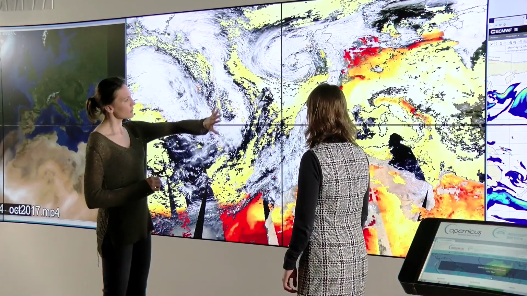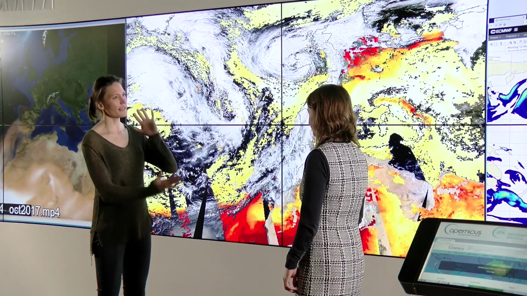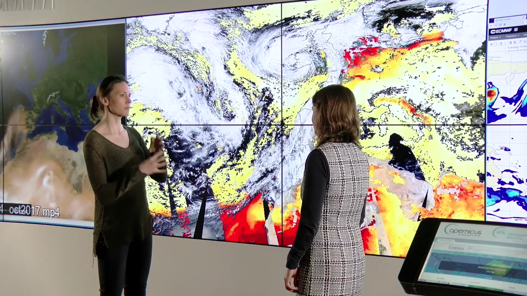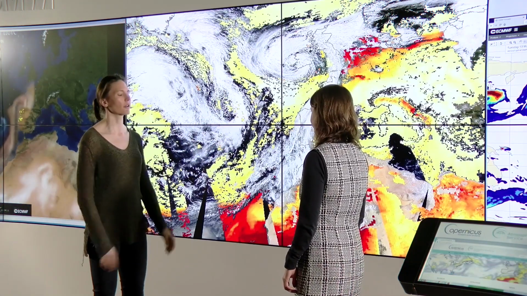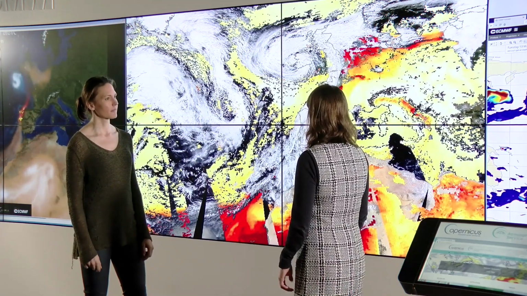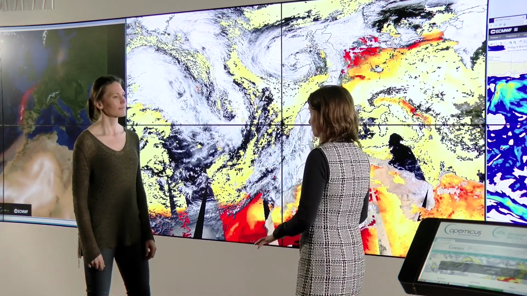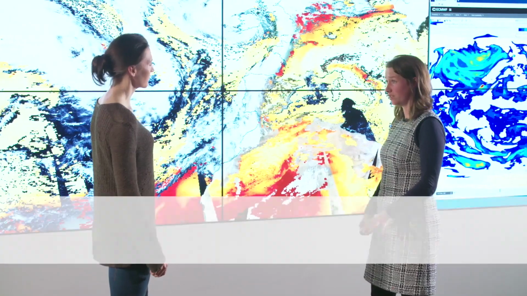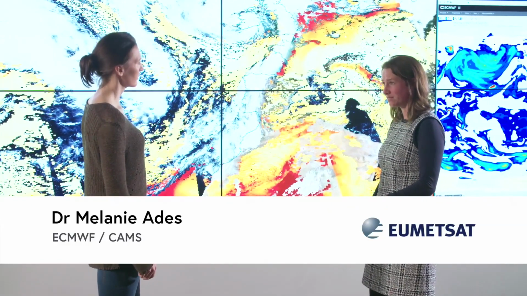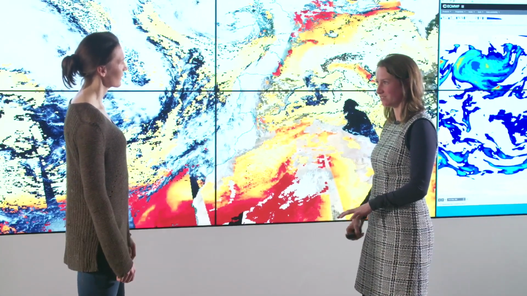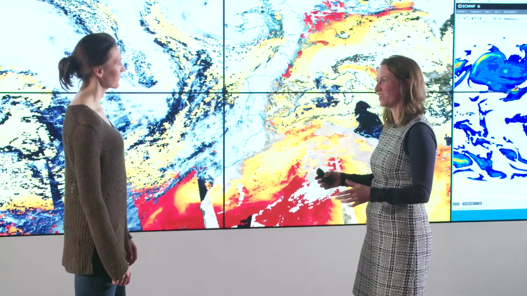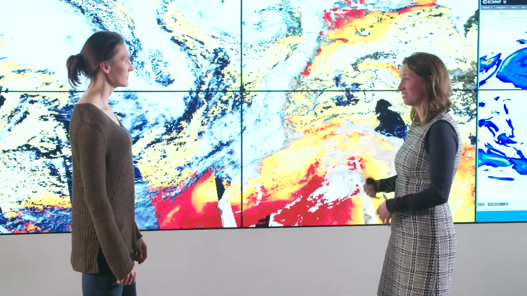You said there's lots of information about how hazy the atmosphere is here, but it doesn't tell you what's making up the haze. What sorts of things might go into it? So we look at different species. We look at 5 main species, which is sea salt, desert dust, organic matter, black carbon and sulfates. So that's the aerosols we're really interested in and that we use in our forecast to pass on to the general public.